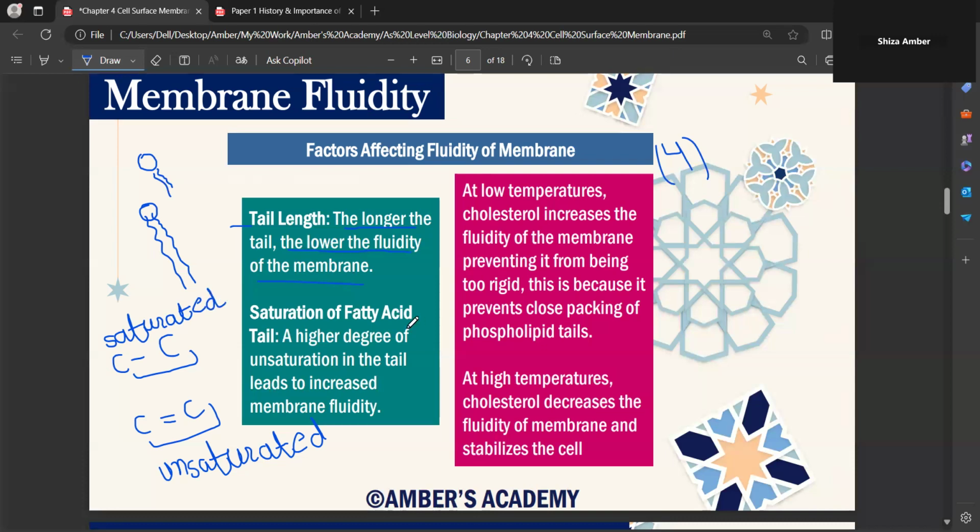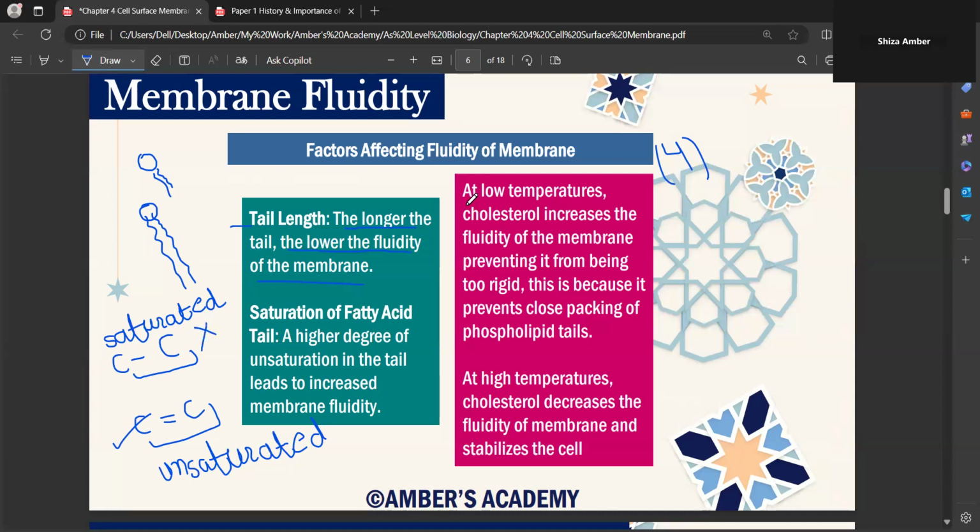So saturation of fatty acid tails. A higher degree of unsaturation in the tail leads to increased membrane fluidity. So whenever we have unsaturated molecules, the fluidity of the membrane will increase. The more unsaturated the tail is, the more fluid the membrane will be. Unsaturated molecules will favor the fluidity of the membrane, while saturated molecules will not favor the fluidity.